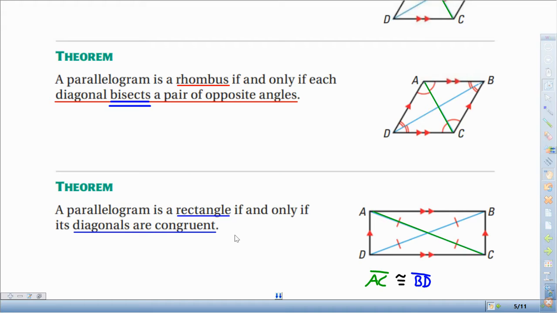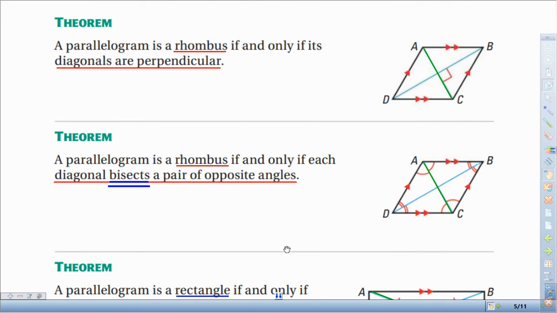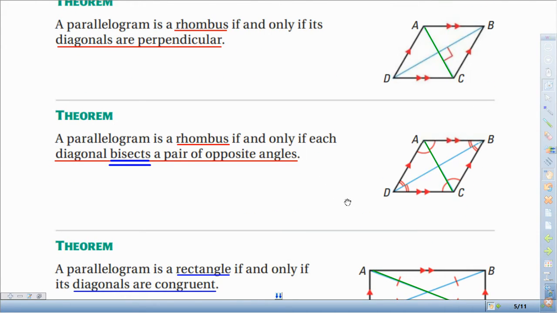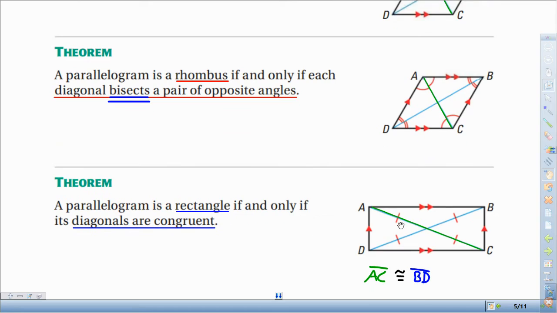Well, the reason why is because a square is a rhombus and a square is a rectangle, meaning all of these rules apply to squares. If you have a square, you have the rules: your diagonals are perpendicular, your diagonals bisect the angles, your diagonals are congruent. So just keep that in mind here.